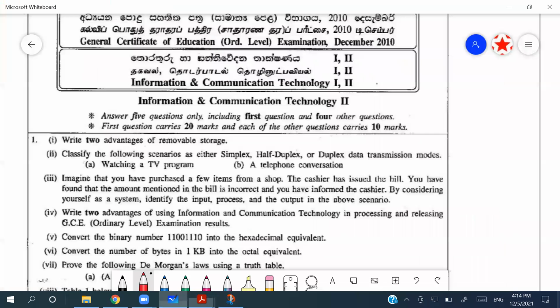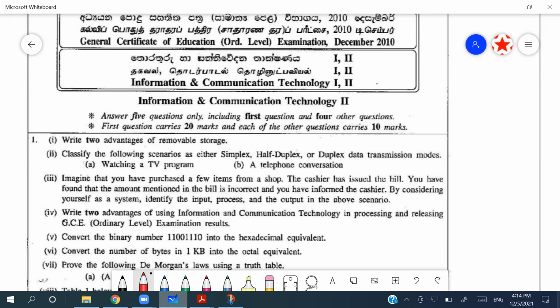Right. And the second question is asking, classify the following scenarios as either simplex, half duplex, or duplex data transmission modes. Watching a TV program, clearly the simplex mode, right? So the broadcast station sends the signal, we capture it from the antenna, so we get to watch that. So we won't be able to convey or communicate a message from our side to their side through the TV channel. So definitely it's a simplex.